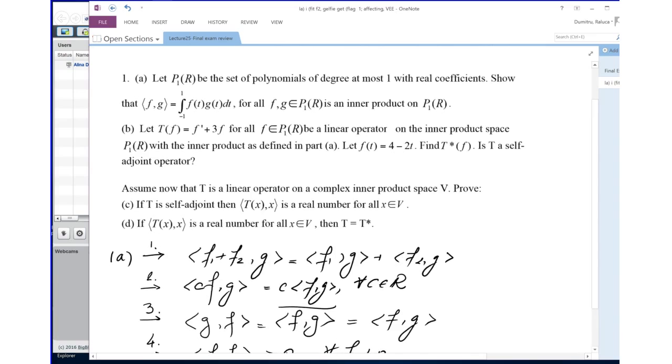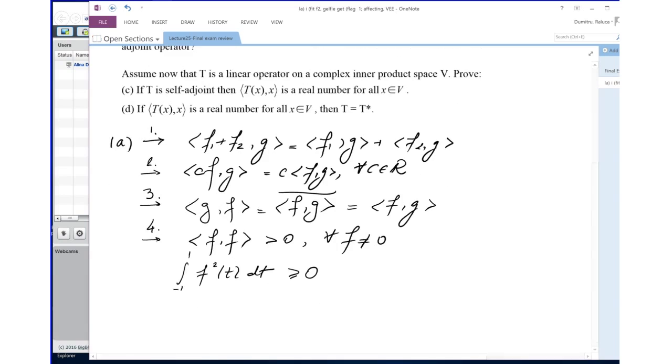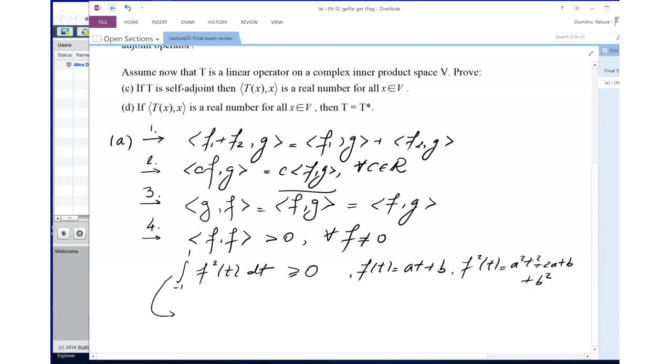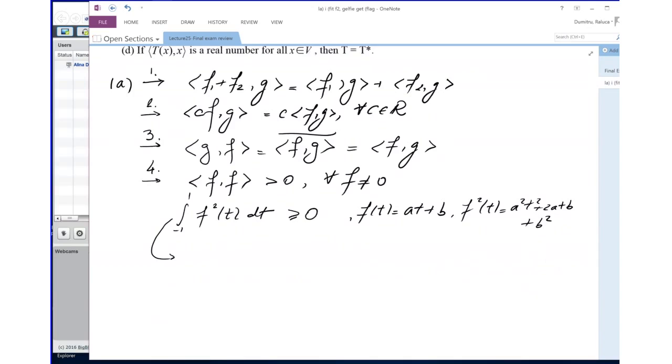Well, the good thing is that it's P1 of R. So it's not a big deal to actually see what f squared looks like. f of t is just some at plus b, after all. So f squared is what it is. And so when you integrate f squared from -1 to 1, what happens?